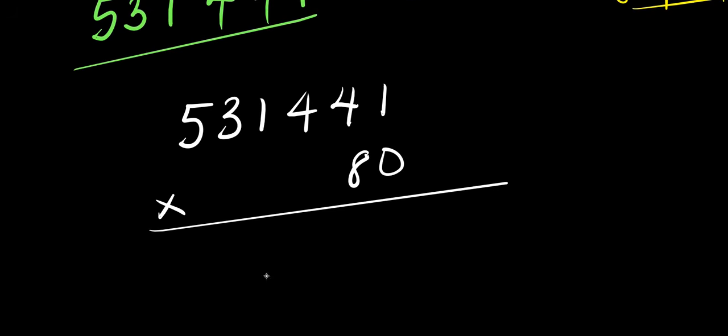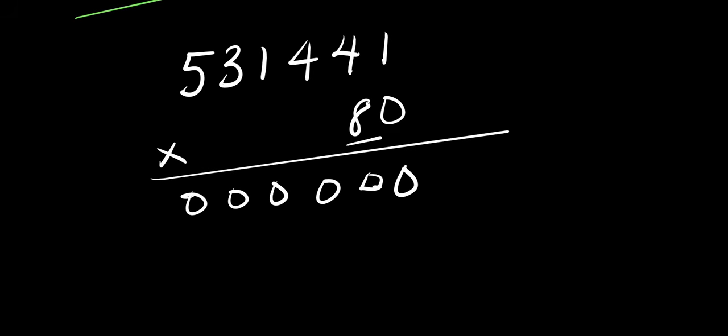I'm going to make use of 0 to multiply everything here. 0 times 1, 0; 0 times 4, 0; 0 times 4, 0; 0 times 1, 0; 0 times 3, 0; 0 times 5, 0. Make use of 8: 8 times 1, 8; 8 times 4, 32, 2 carried over 3; 8 times 4, 32.